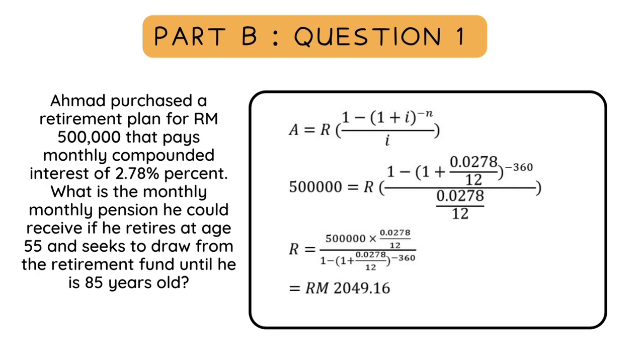500,000 equal to R close bracket open bracket 1 minus open bracket 1 plus 0.0278 per 12 close bracket the power of negative 360 per 0.0278 per 12 close bracket, and we get the last answer is 2,049.16.